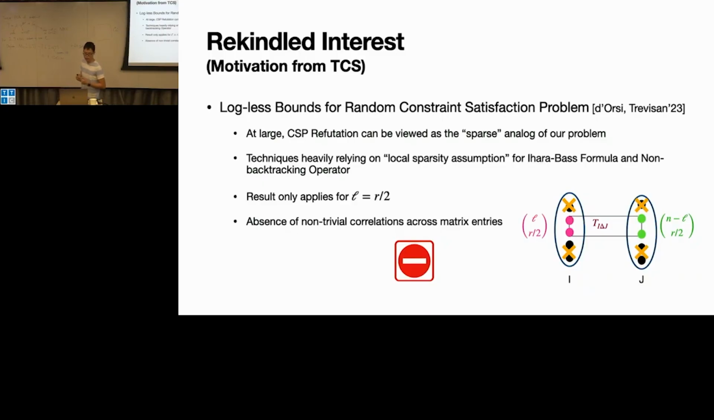But it was interesting for us because their technique relies on the underlying graph being sparse, because they need to use the Ihara-Bass or non-backtracking operator, if you know about that. So they don't really apply to these dense Gaussian matrices. That's one bottleneck. Another bottleneck is that their result is specific to L being R/2. In that case, this is just an IID matrix, but you don't have these extra vertices lying around. This is an n to the R/2 by n to the R/2 matrix.